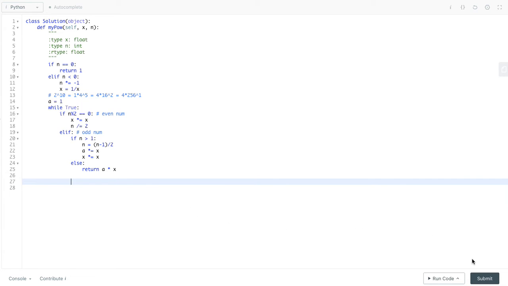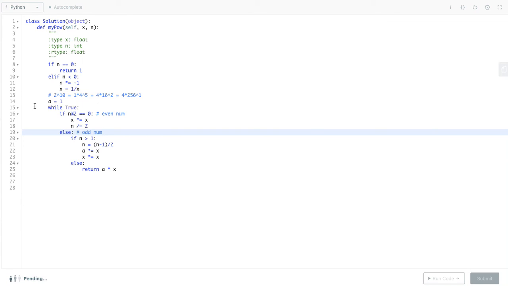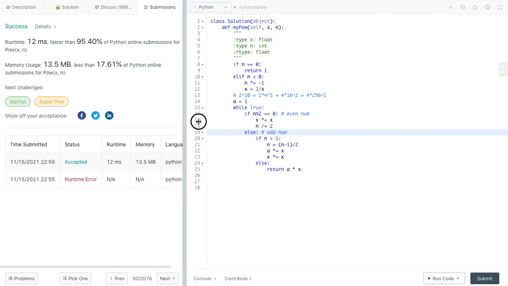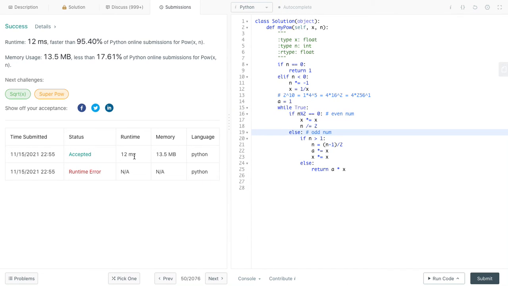And let's test this. So we submit. It's pending. And there's a problem here. So else if. So actually it's just else. Submit. Done. With 12 milliseconds, greater than 95% of online submissions is pretty good.